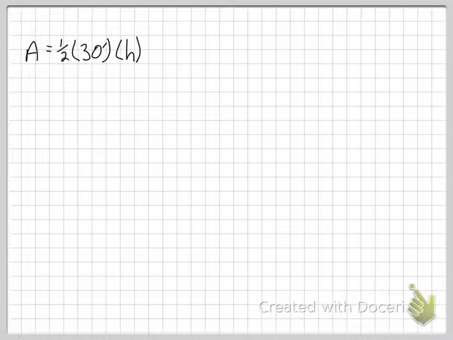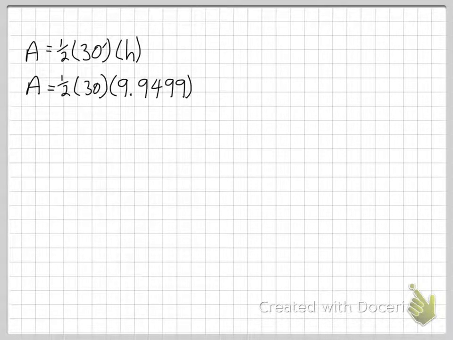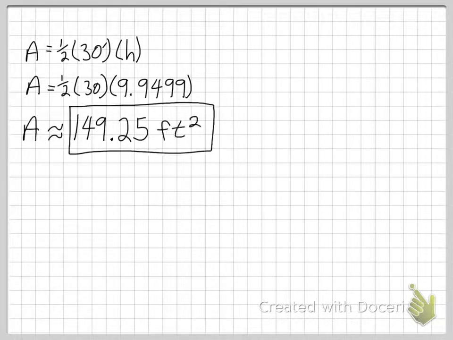Okay, so going back to the equation, area equals 1/2 base times height. But now I know my height that I got through the Pythagorean theorem, right? So area equals 1/2 times 30 times my height, 9.9499. And so there's my answer: the area equals 149.25 square feet.